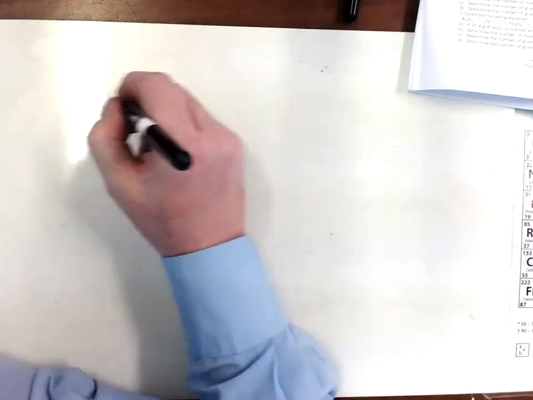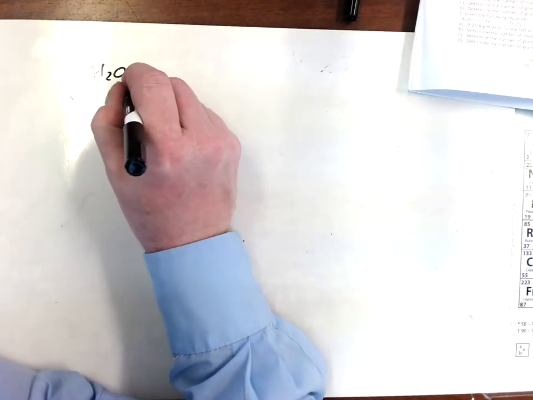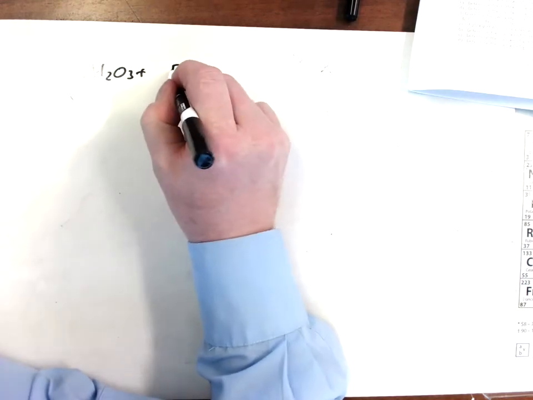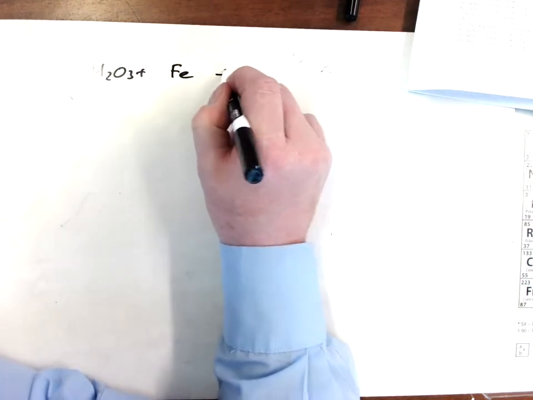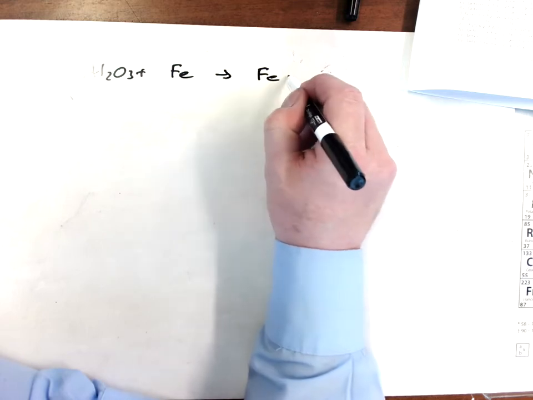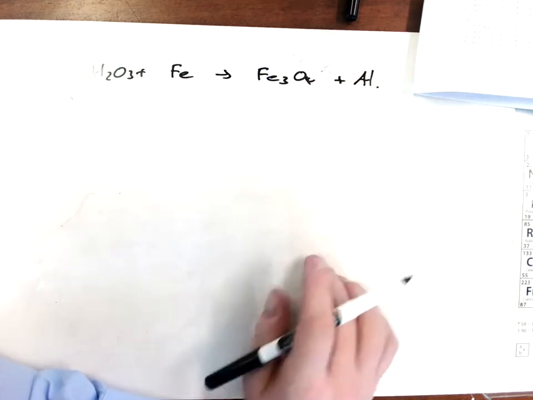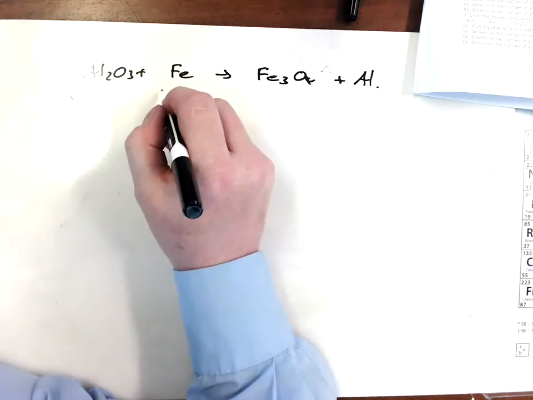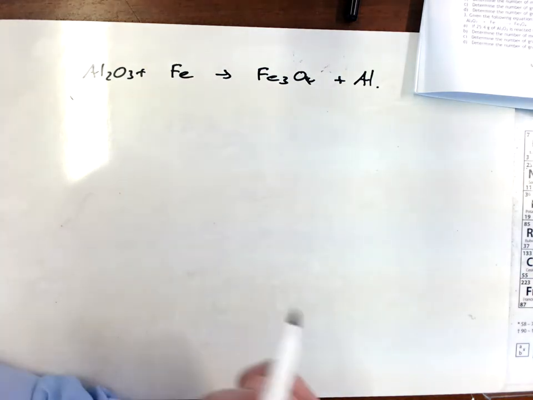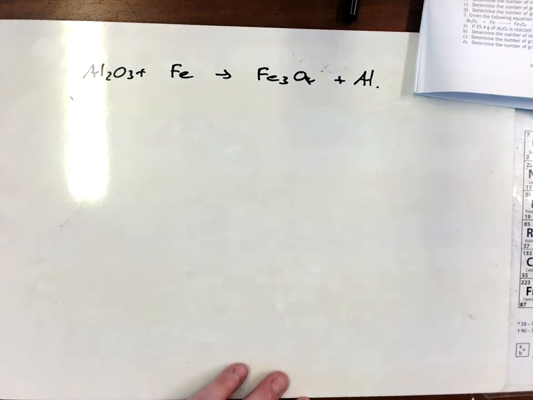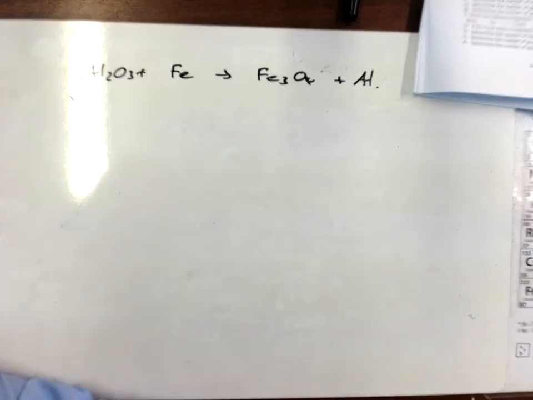Alright, so again we'll just write out the equation. So it's aluminium oxide reacting with iron to give us iron 3 oxide, and we're also getting some aluminium made. Okay, so the first thing we need to do there is we will need to balance that reaction. Let's just do that first of all.